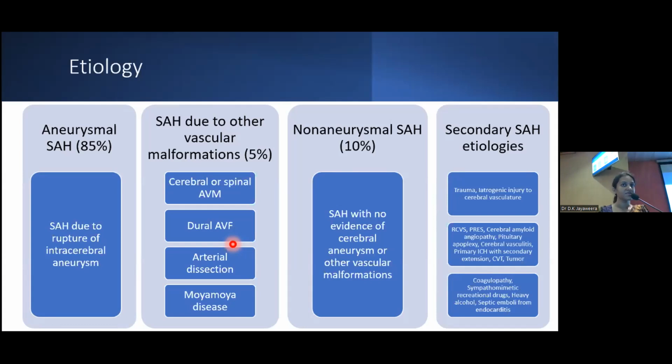It can also be secondary to other pathologies as well, such as commonly trauma and also other brain pathologies such as reversible cerebral vasoconstriction or amyloid angiopathy, even venous thrombosis, and even certain systemic conditions like coagulopathy, infections, and certain drugs.